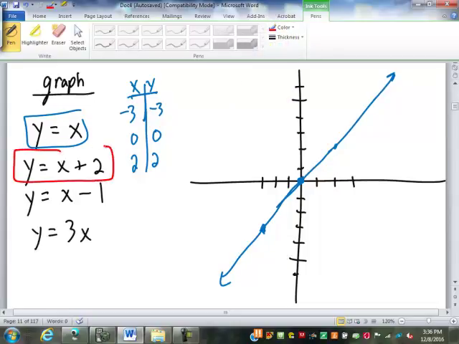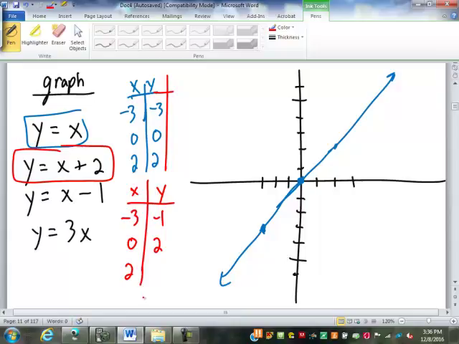Well, let's look at this one here. I'm just going to add a column. I'll make it a table. Make more sense. If x is -3, what's y going to be? What's -3 plus 2? -1. If x is 0, what's y going to be? What's 0 plus 2? 2. And if x is 2, what's y going to be?